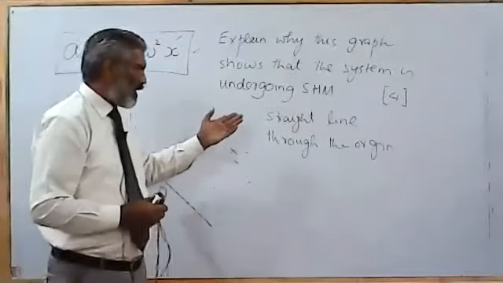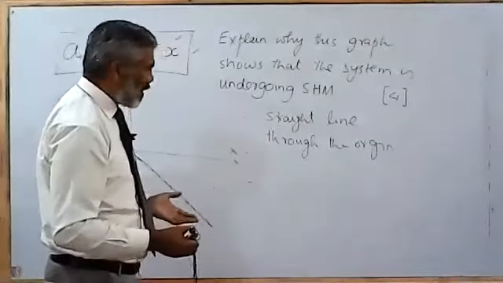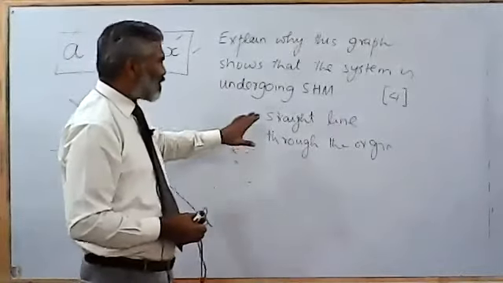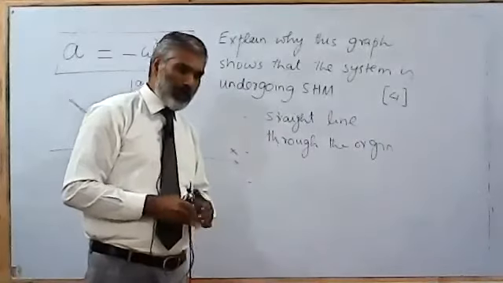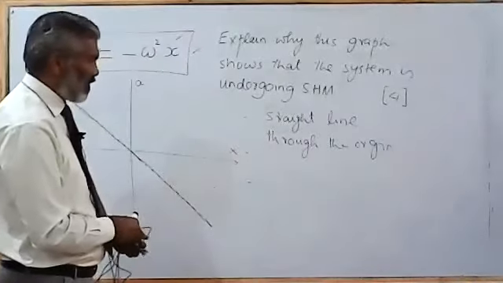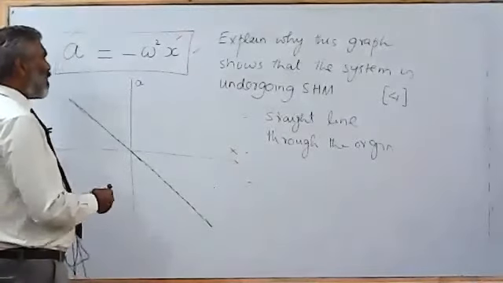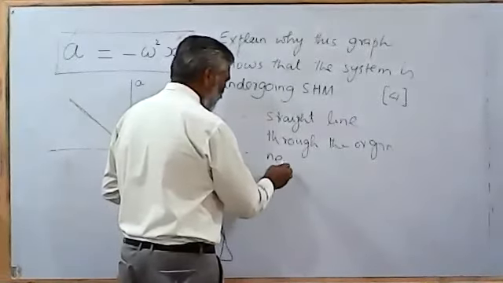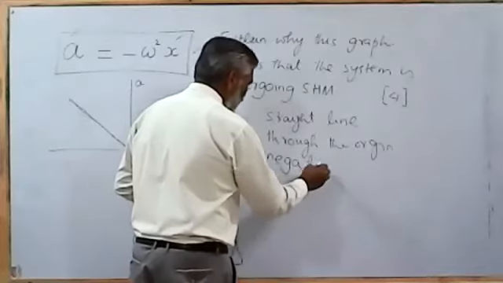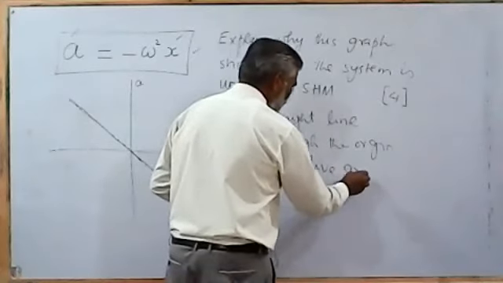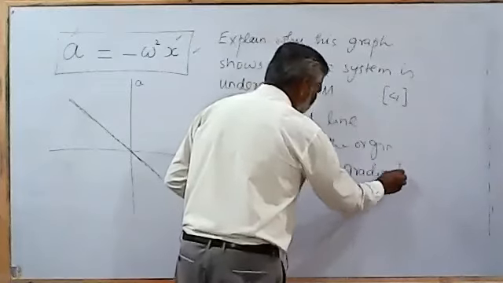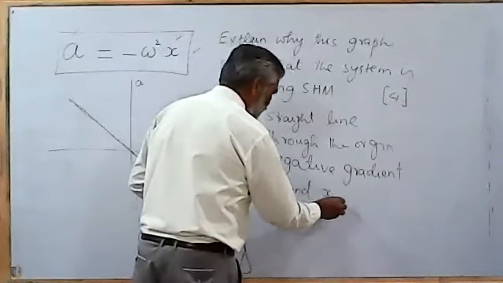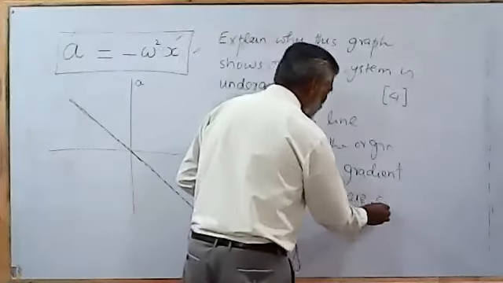If there are 2 quantities plotted against each other and the graph results in a straight line through the origin, that means the proportionality part is confirmed. But what about this negative sign? This means it is a negative gradient, which confirms that acceleration and displacement are opposite in directions.